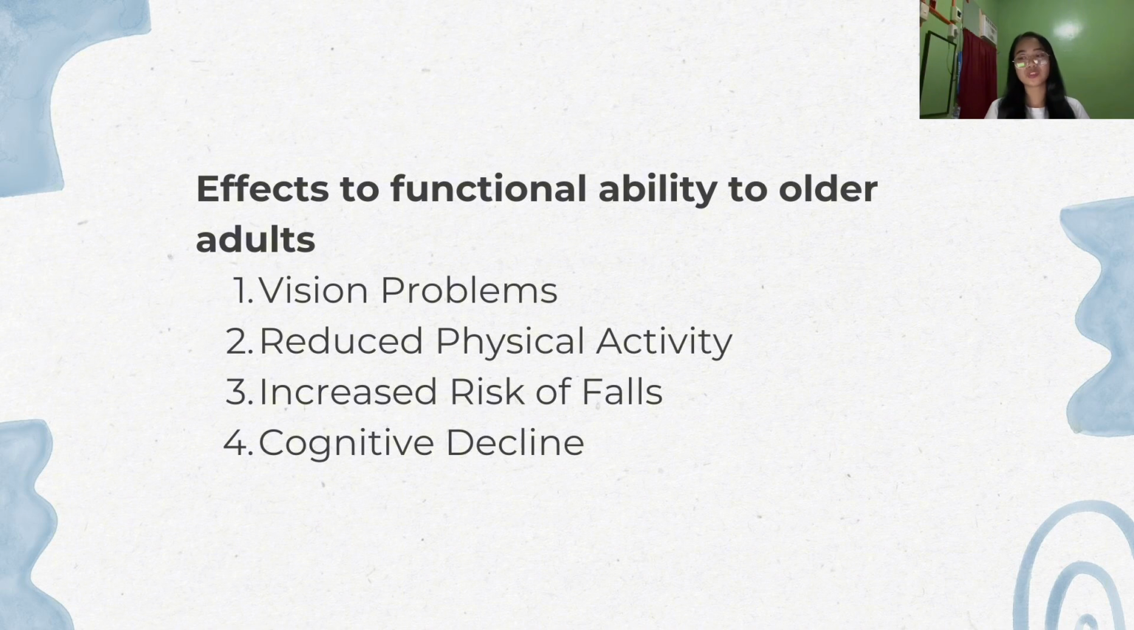Next is reduced physical activity. Hypertension causes dizziness and shortness of breath, so their physical activity is reduced. Lastly, we have cognitive decline. So that would be all for our age-related cardiovascular diseases and their effects on the functional abilities of older adults.